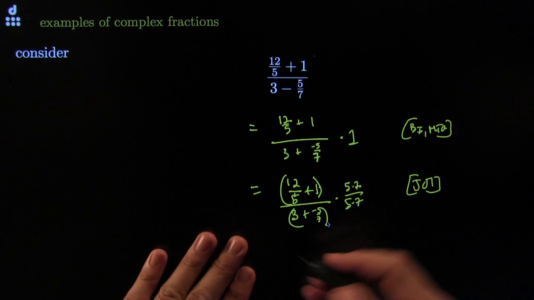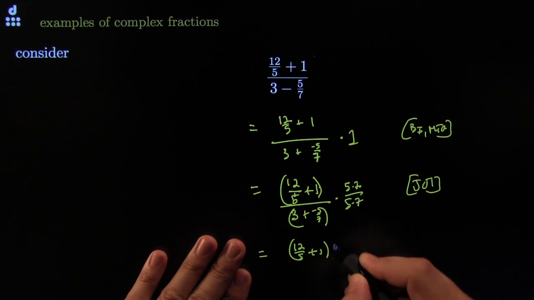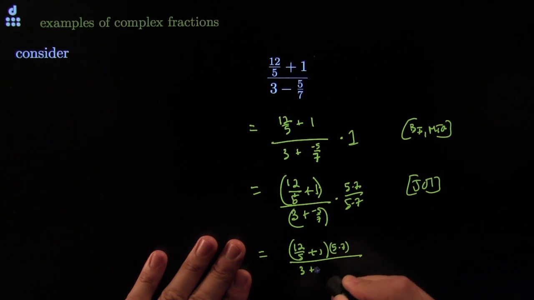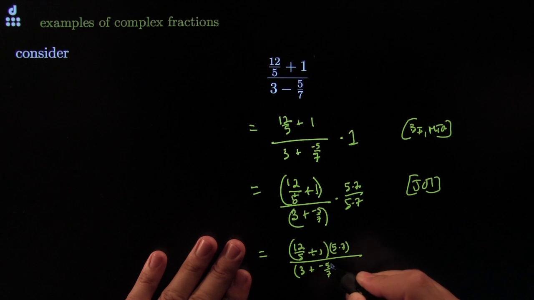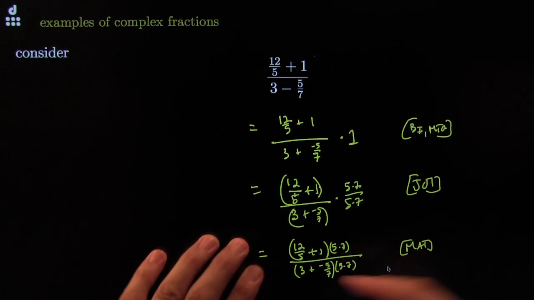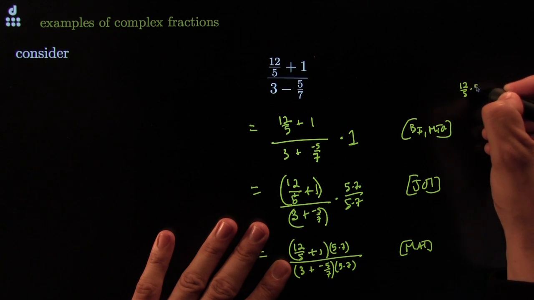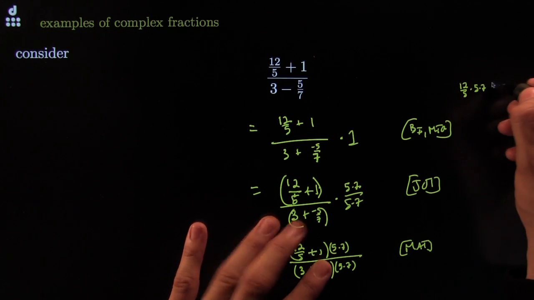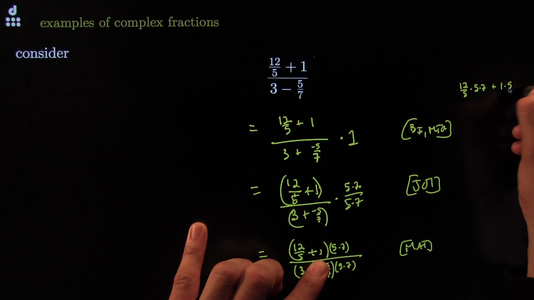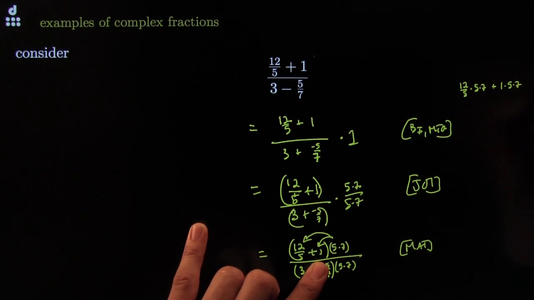Watch next, I multiply across, so that becomes 12 over 5 plus 1 times 5 times 7, all over 3 plus negative 5 over 7, times 5 times 7. This is by multiplying across theorem. And then I distribute this, so this becomes 12 over 5 times 5 times 7. And that becomes plus 1 times 5 times 7.